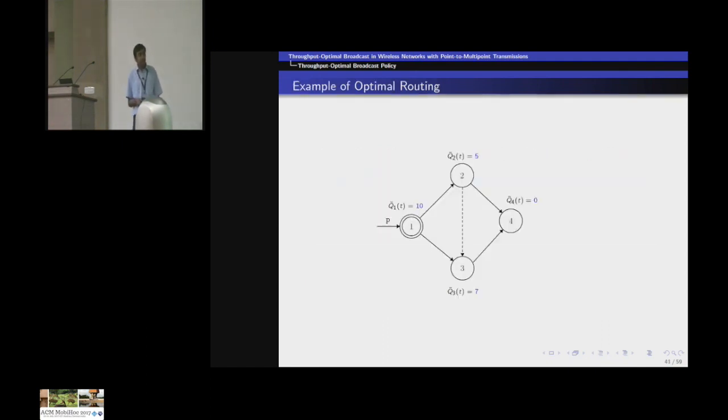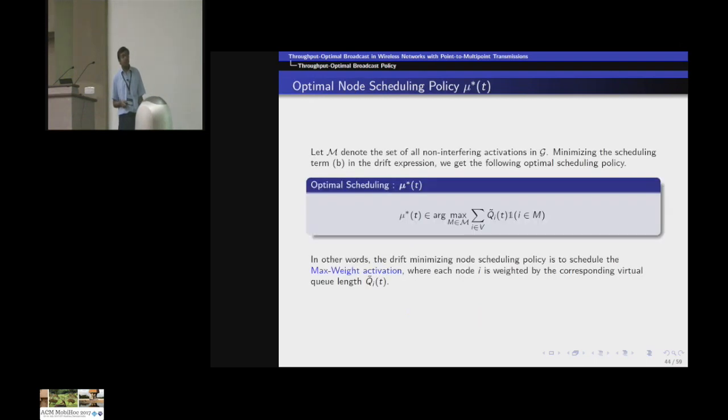Again, I'm just giving an example. Suppose this is a given network and these numbers represent the virtual queue lengths at a given time slot. I have shown you there are two CDSs. The first CDS, nodes 1 and 2, has a total weight of 15, and the second CDS, nodes 1 and 3, has 10 plus 7, which is 17. So the path that I'll give to the packet is simply CDS 1 and 2, because it is the minimum weight. This is how routing is done, and the scheduling is similarly done.